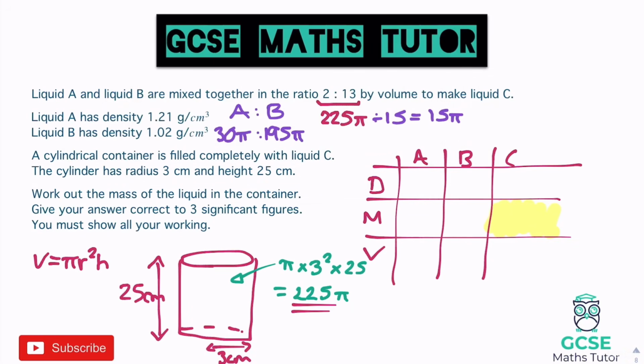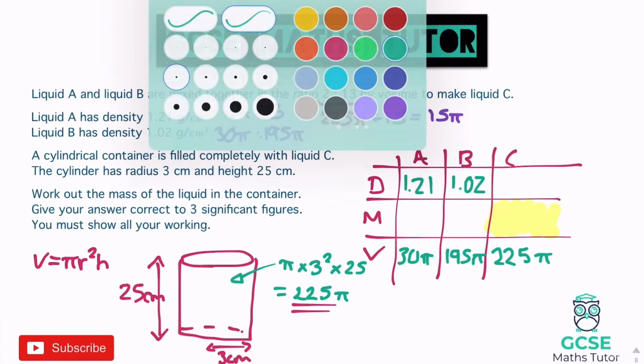So we've got the density of A, which is 1.21. We've got the density of B, which is 1.02. And now we've got our volumes in terms of pi. We've got 30 pi for the volume of A and 195 pi for the volume of B. And obviously that gives us a total there of 225 pi. There we go, 225 pi. So we can go about working out some of these masses now.